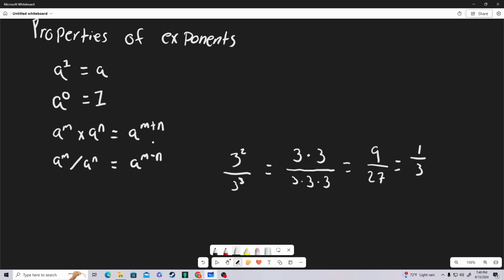And if we do 3 to the 2 minus 3, like with our identity here, we utilize our identity, that equals 3 to the negative 1. And this demonstrates our other rule. Another rule for exponents is that a to the negative m is the same thing as 1 over a to the m. That's what's called the reciprocal. The reciprocal of a number is always just you flip the numerator and the denominator.